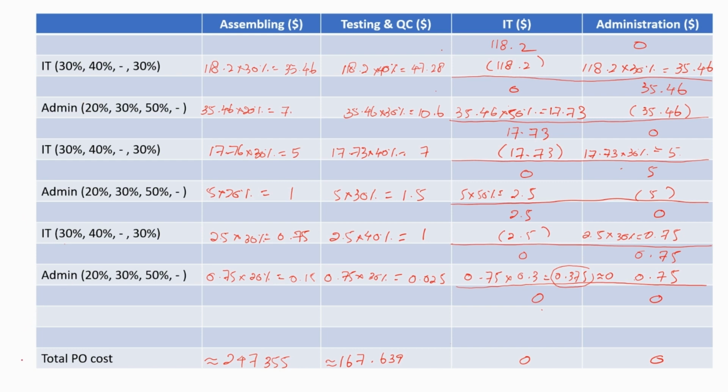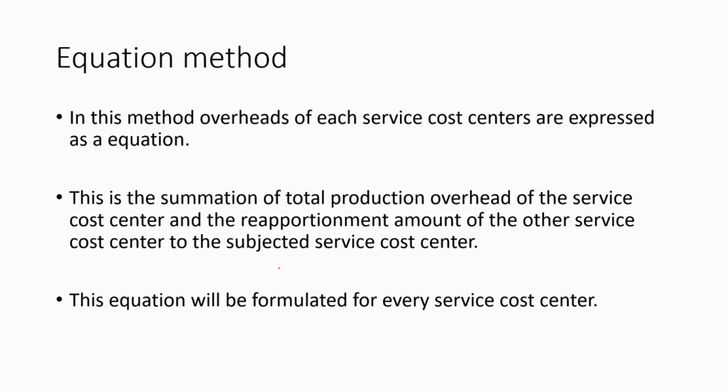At the end, we have to calculate the total production overhead cost for each cost center. Now we know, for the service cost centers, the total production overhead cost will be 0, and the total production overhead cost for production cost centers has increased. Using these values, we can calculate the production overhead cost per unit. As you can see, this method is a bit lengthier. But you don't have to worry about this because there is a shorter method, which is the equation method.